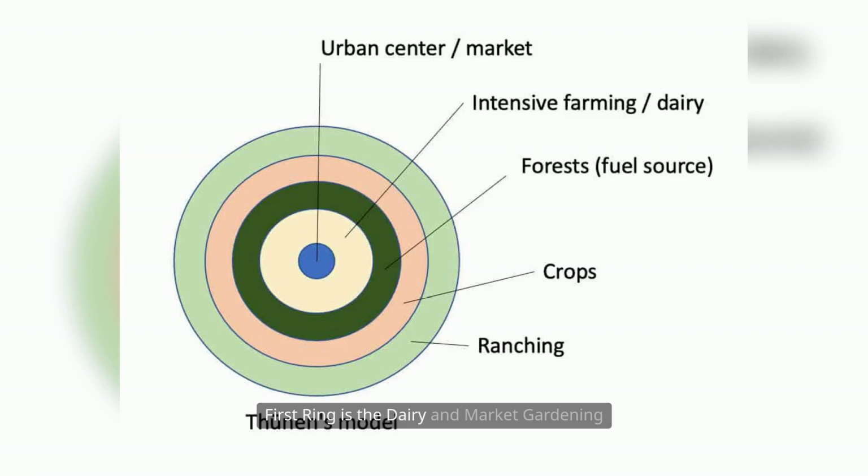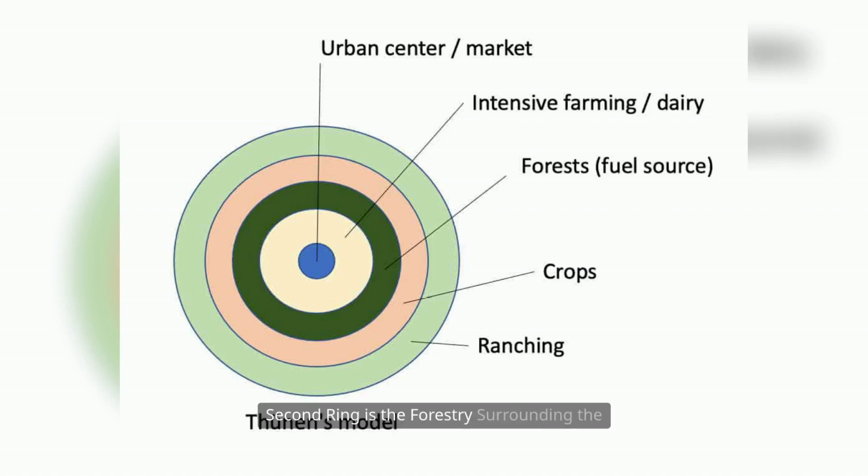First ring is the dairy and market gardening closest to the city, because products like milk, fruits, and vegetables are highly perishable. High transportation cost and spoilage risks make proximity essential. Today, this is similar to peri-urban agriculture near large cities.